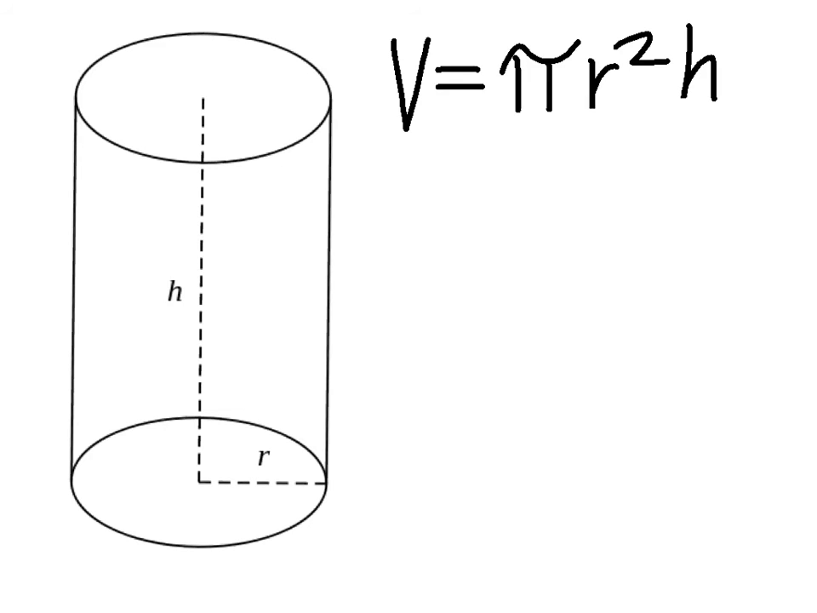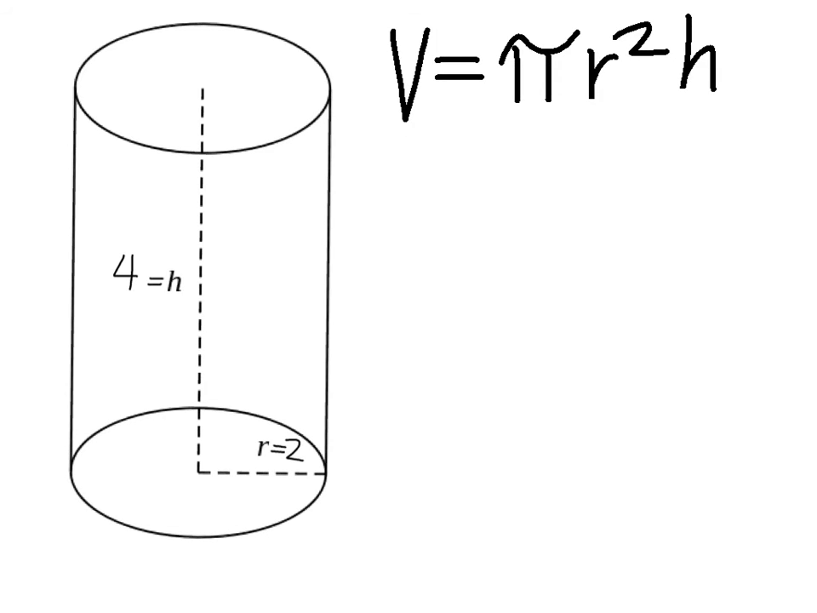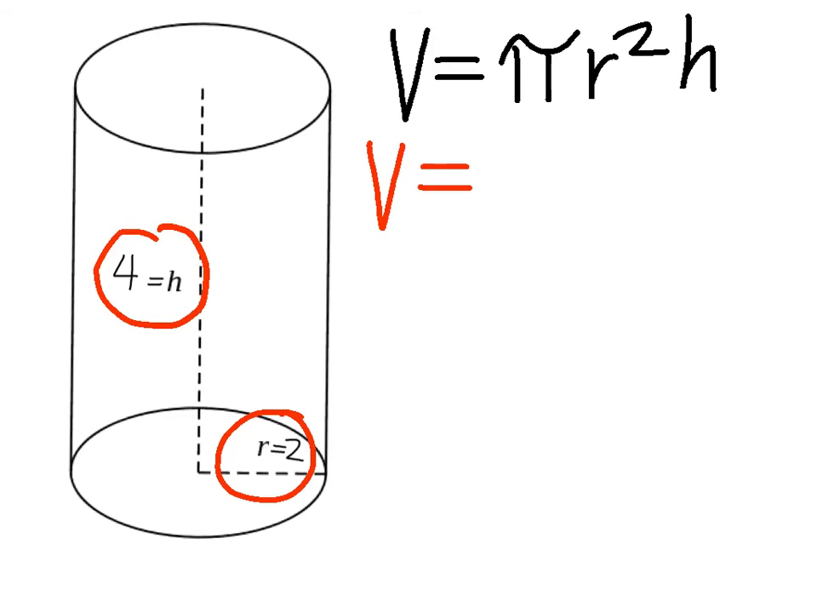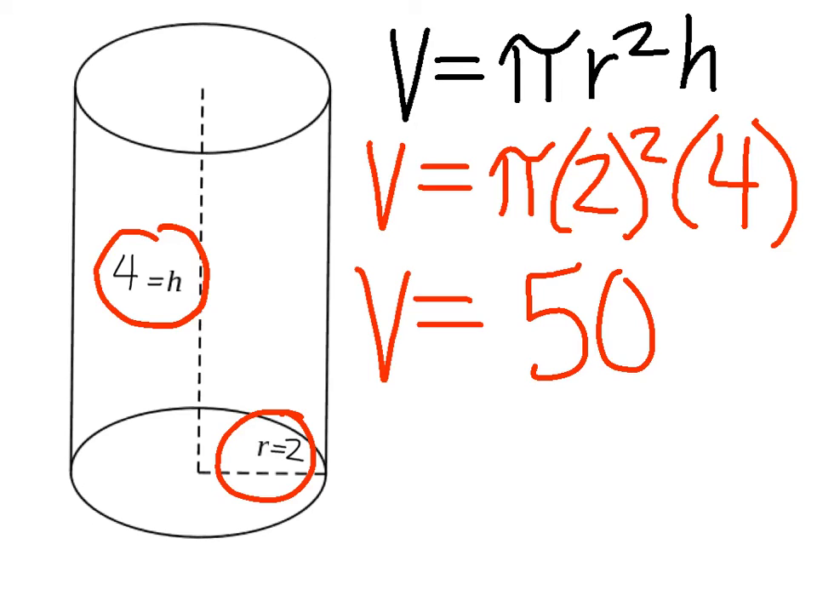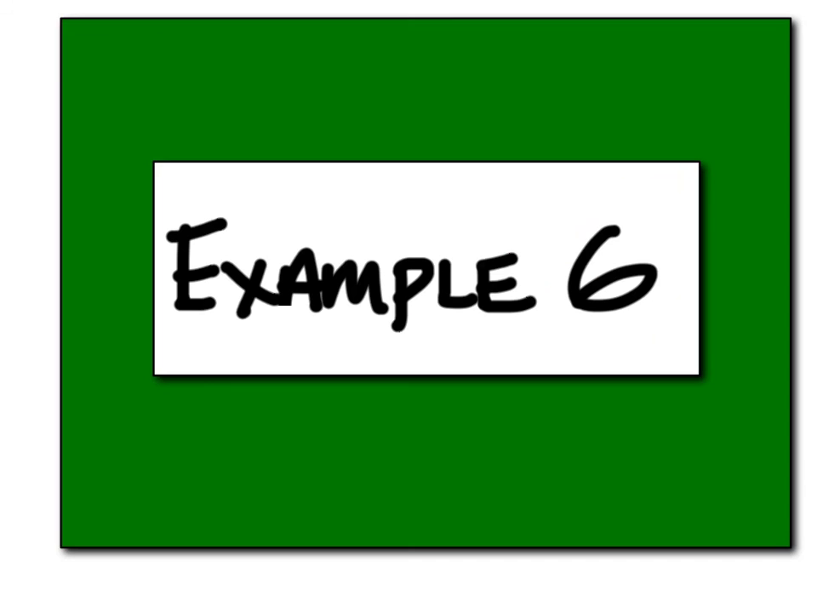Alright, for example 5, we want to find the volume of a cylinder. The formula for the volume of a cylinder is the volume is equal to pi times the radius squared times the height. So if we have a height of 4 and a radius of 2, then we're going to plug in our numbers to find our volume. That's pi times 2 squared times our height, which is 4. Okay, so now all we need to do is just multiply out these numbers. And our answer will be 50.24.